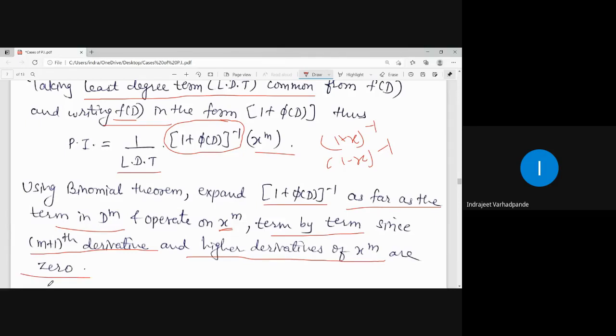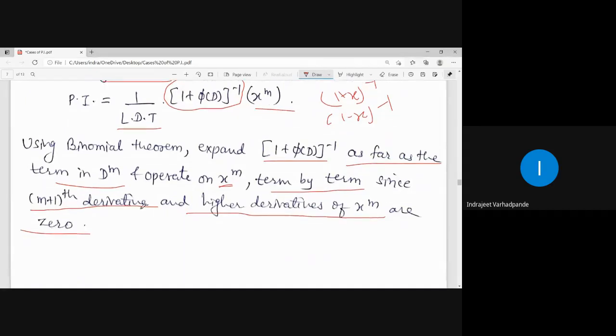Using binomial theorem, expand (1 + φ(D))^-1 as far as the term in D^m and operate on x^m term by term, since the (m+1)th derivative and higher derivatives of x^m are 0. Now what does this mean?